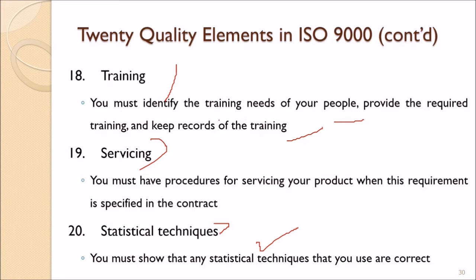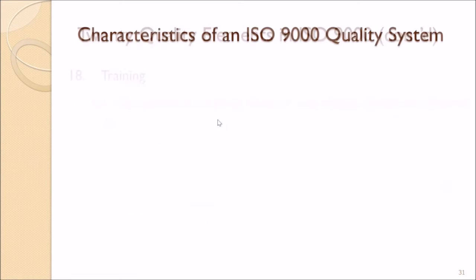All these are very important as far as these quality elements are there in ISO 9000. And if you do all this, then ISO 9000 says that you will have a quality product. Now we'll talk about the characteristics of an ISO 9000 quality system.